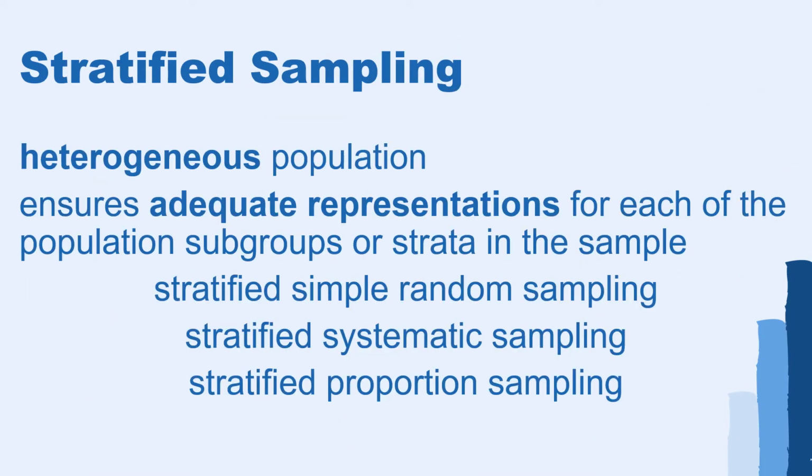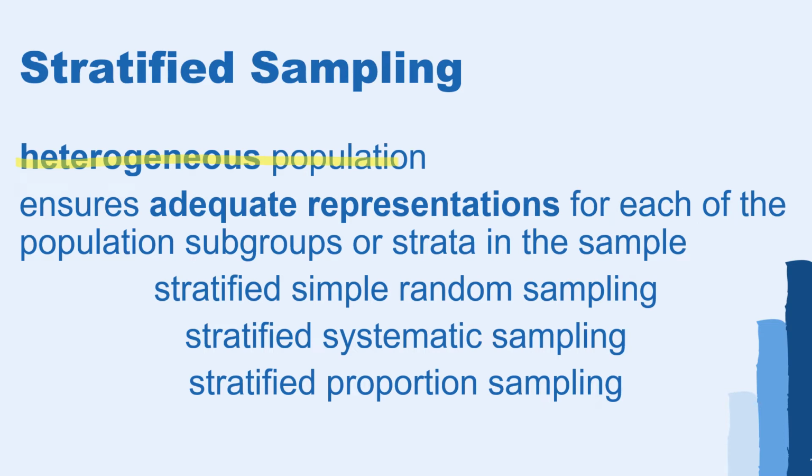Next, you have your stratified sampling. Your stratified sampling is best used if we're talking about a heterogeneous population. In other words, these are population members who would have differences between one another. These are population members who would vary from one another. Okay, a very good example is the student nurses. So level 1 is different from level 2, level 3, and level 4.